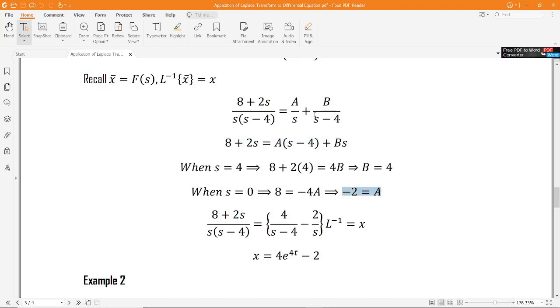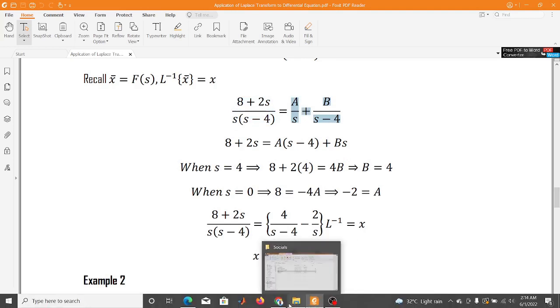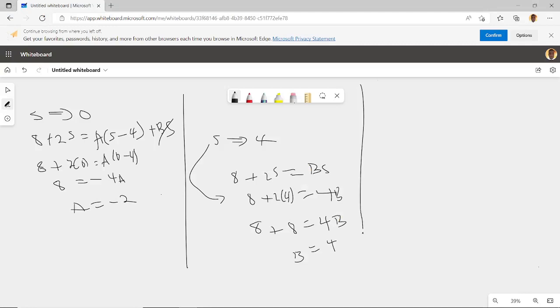Now that we know those two, we just need to put them back into this expression, because now all of this is equivalent to all of this. So a is minus 2 and b is 4. So that would be minus 2 over s plus 4 over (s minus 4). We can equally rearrange this and say 4 over (s minus 4) minus 2 over s.